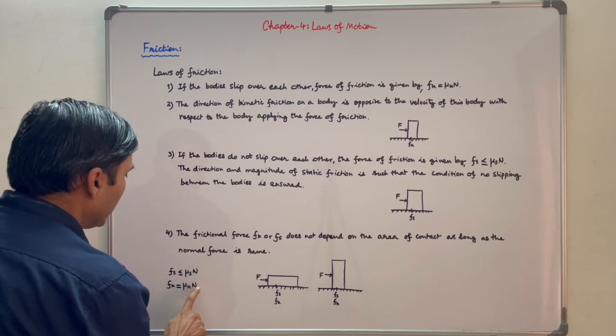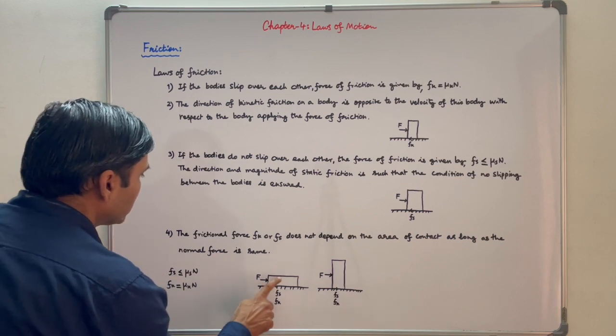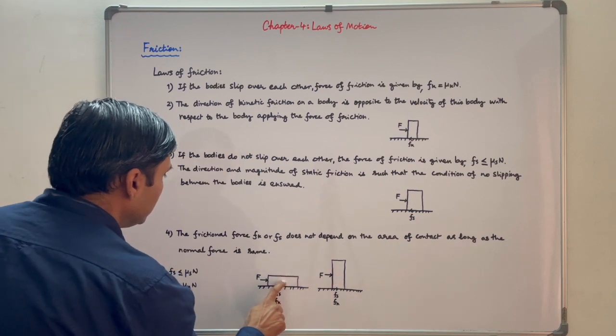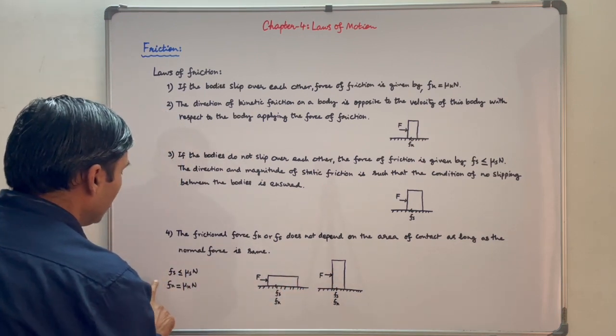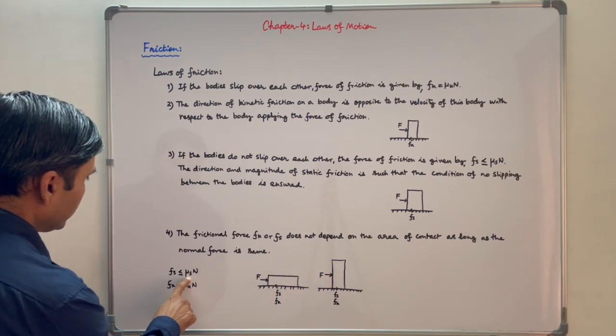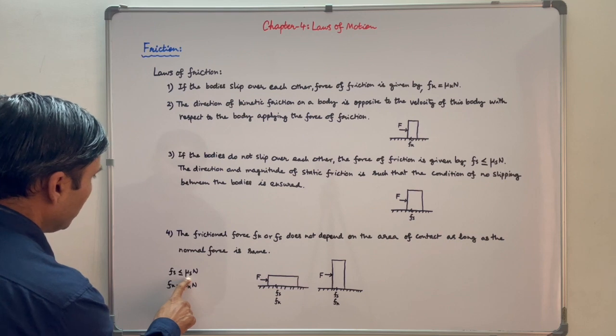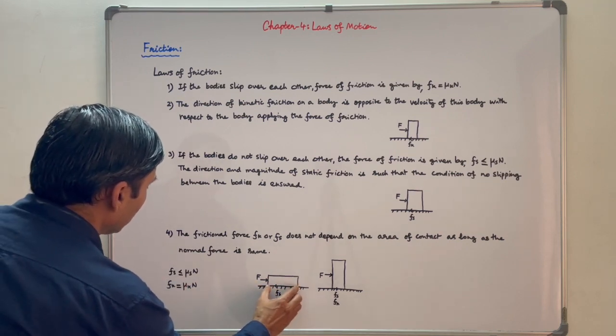So they depend on N, and we know that N is equal to mg. So Fs or Fk will depend on mass of these objects. Since these bricks are identical, so their mass will be same. So Fs or Fk will be same in both the cases. Coefficient of static friction μs depends on the material of the objects and the roughness of two surfaces in contact.